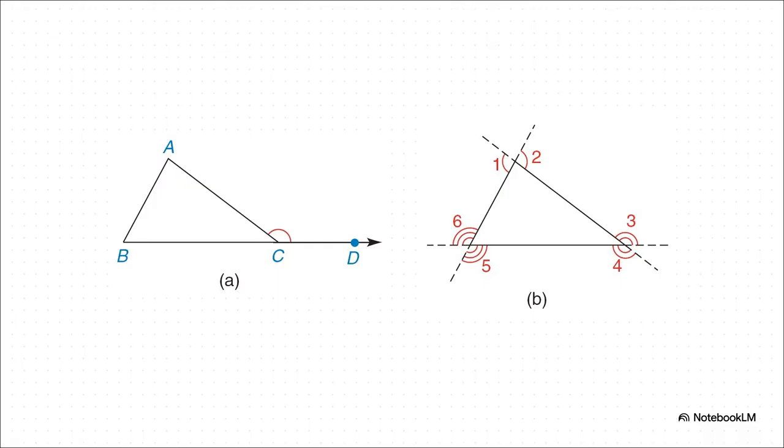So, on the left, you can see what one of these looks like at a single vertex. But check out the image on the right. If you do this at every corner, you find out that a triangle actually has a total of 6 exterior angles, 2 at each vertex, forming a pair.